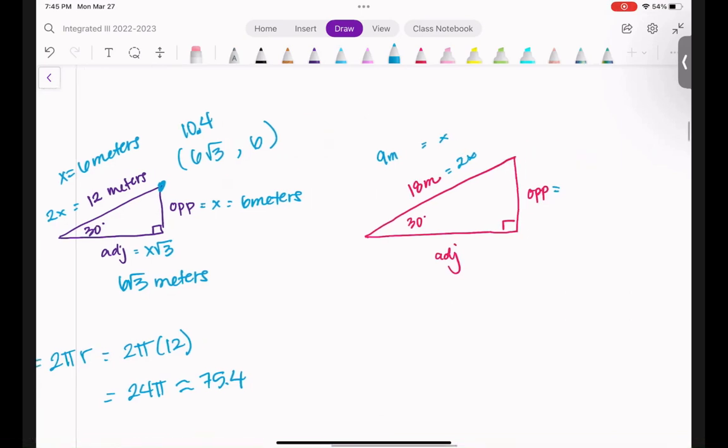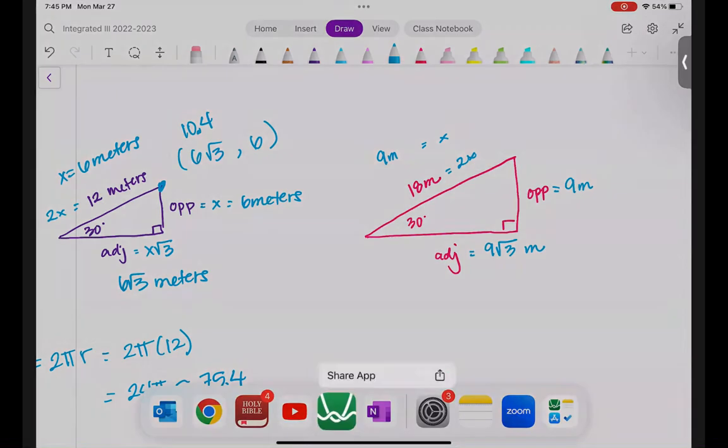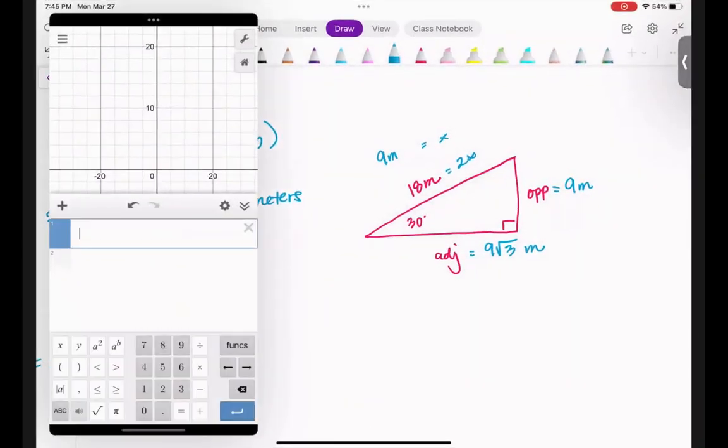So that's 9 meters here. And then this is going to be 9 root 3 meters. And then we would calculate that to get a more exact number. Let's go to Desmos. And what is 9 square root of 3? It's about 15.5. So this point here is about 15.59, comma 9.